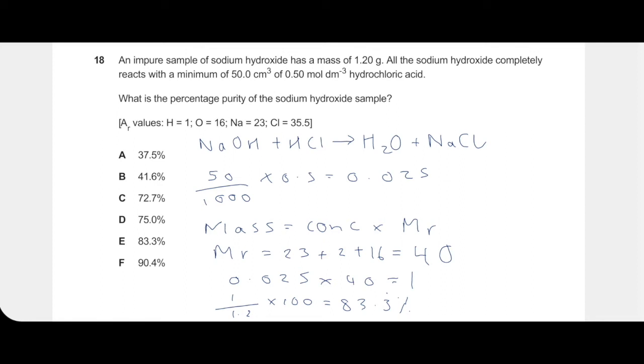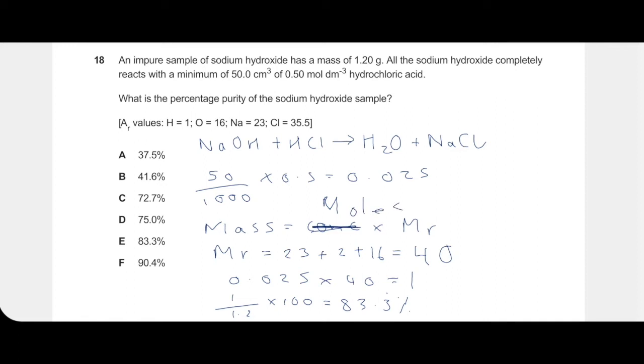Since there's a 1-to-1 ratio of HCl and NaOH, the number of moles of NaOH is also 0.025. Now I want to work out the mass of sodium hydroxide. How do I do this? I use the formula mass is equal to moles times by concentration. Let me just correct that.